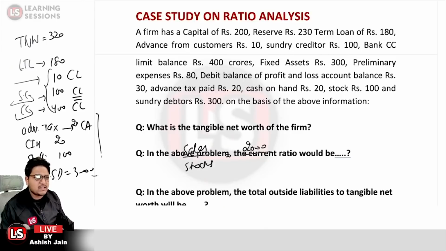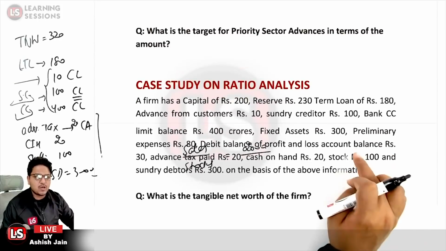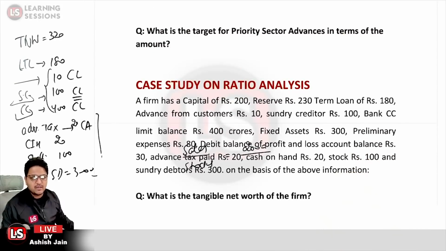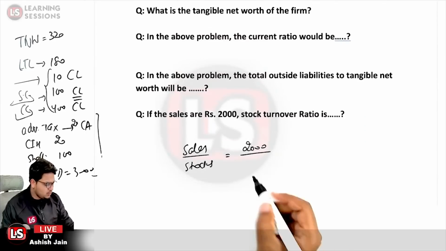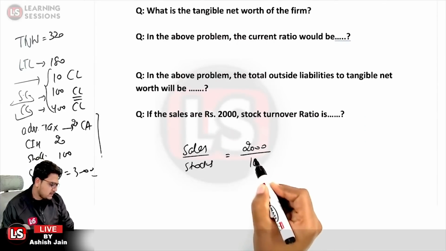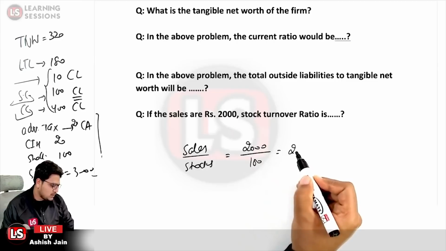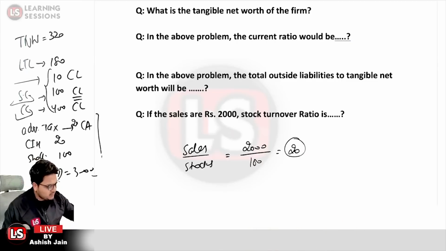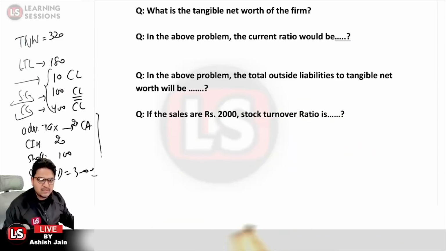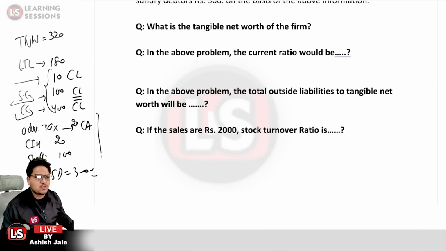Let us have a look at it. The stock value given here is 100. So what will be the stock turnover ratio? 2000 divided by 100, that is equal to 20. So that is basically the stock turnover ratio. Is that clear? Now let's move to the next question.